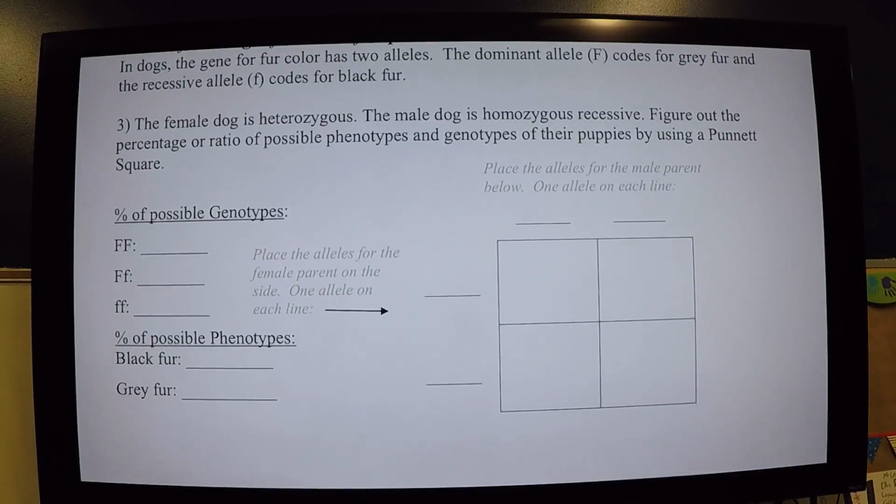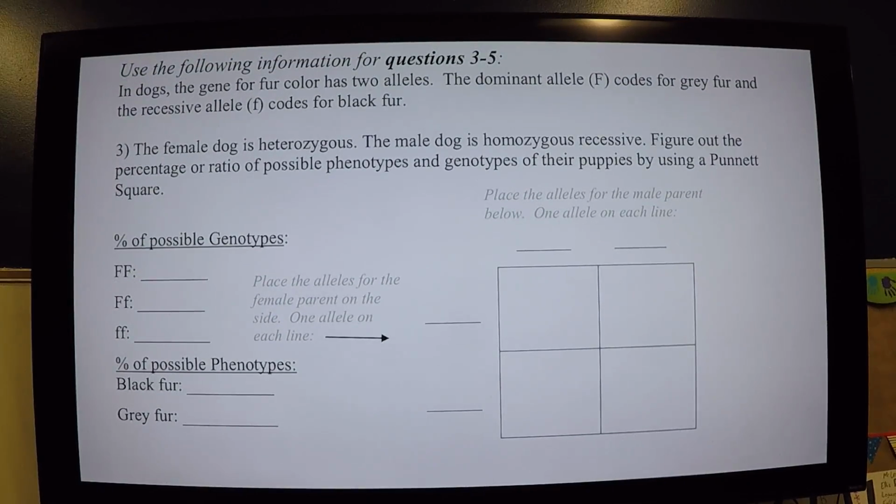So with that being said, let's look at solving a Punnett square. Hopefully you can do one of these little four-boxers super easy. I'll probably spend more time going over the dihybrids, but it says in dogs, the gene for fur color has two alleles. The dominant allele, F, codes for gray fur, and the recessive allele, little f, codes for black fur. The female dog is heterozygous, and the male dog is homozygous recessive. Figure out the ratio of possible phenotypes and genotypes for their puppies using a Punnett square.